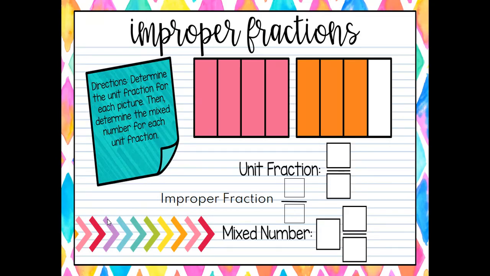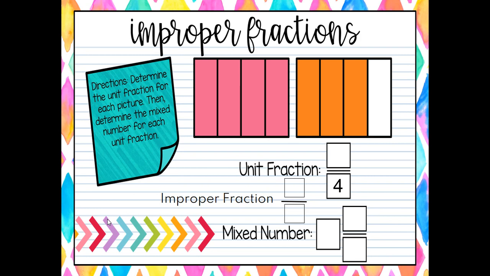This one looks a little bit different, okay? We are going to talk about unit fractions, improper fractions, and then what it looks like as a mixed number, just like you did yesterday. So the first thing I'm going to do is determine the unit fraction I'm dealing with. Remember, the unit fraction is one piece of one whole. So if you look at one of your wholes, one whole is cut into 4 equal pieces. So that means my denominator is going to be a 4.